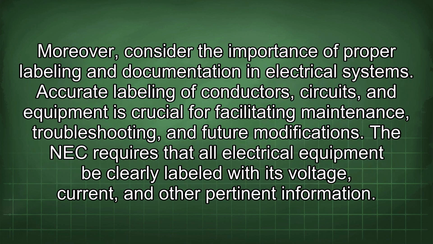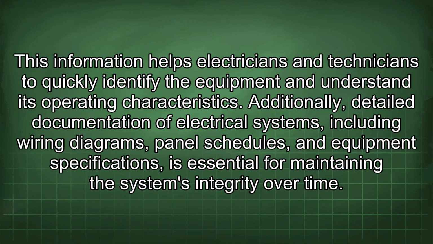Moreover, consider the importance of proper labeling and documentation in electrical systems. Accurate labeling of conductors, circuits, and equipment is crucial for facilitating maintenance, troubleshooting, and future modifications. The NEC requires that all electrical equipment be clearly labeled with its voltage, current, and other pertinent information. This information helps electricians and technicians to quickly identify the equipment and understand its operating characteristics.